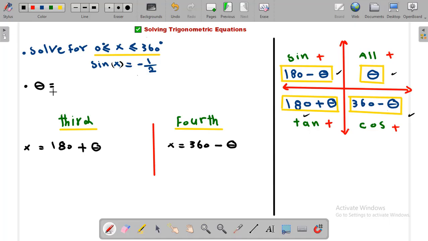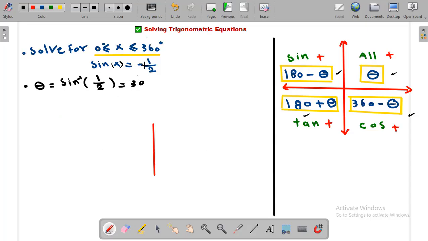Now you must get theta. Theta equals sine inverse, and write here positive half, not negative half. Use calculator: shift sine half equals 30.